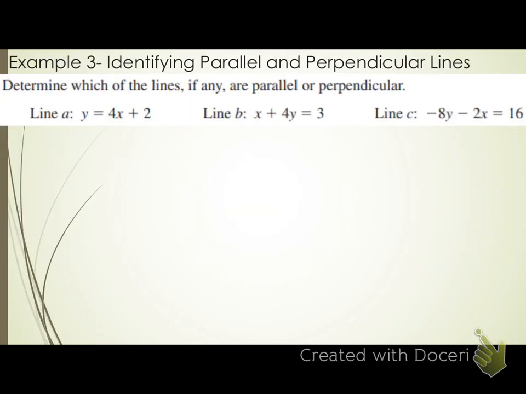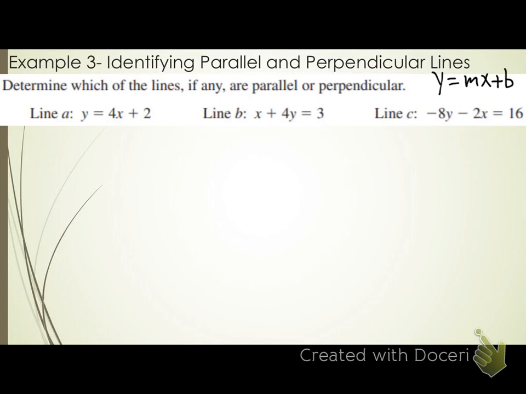All right. Determine which of the lines, if any, are parallel or perpendicular. Here I'm just given equations of my lines. What form do I want the equations to be in to easily identify my slopes? It's the main form we've talked about most of the year. Yeah, slope-intercept form, right? Y equals mx plus b. I want my equations in that form to easily identify my slopes. I want to identify my slopes so I can tell if the lines are perpendicular, parallel, or neither.